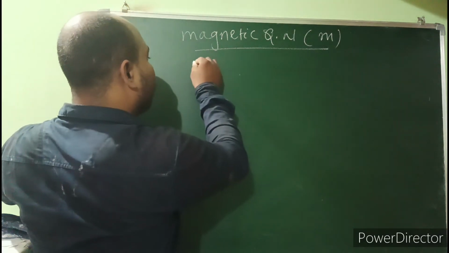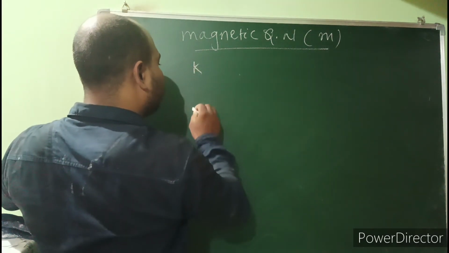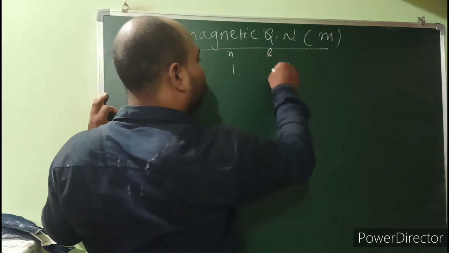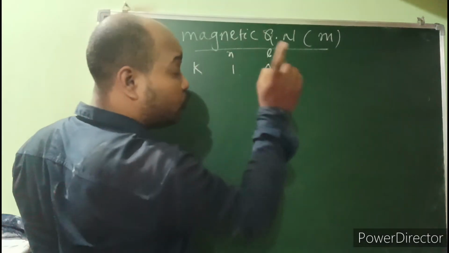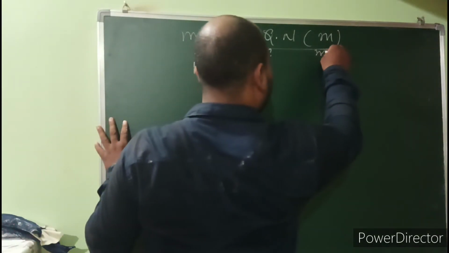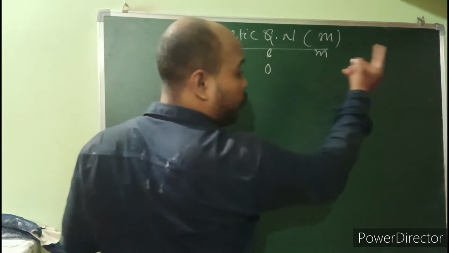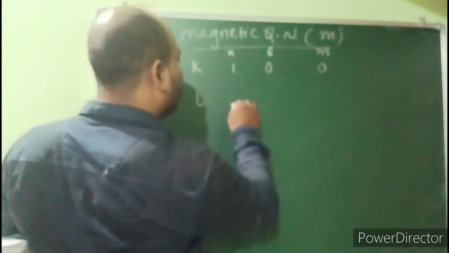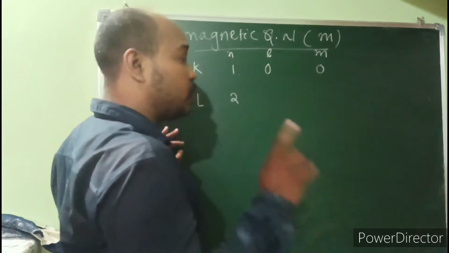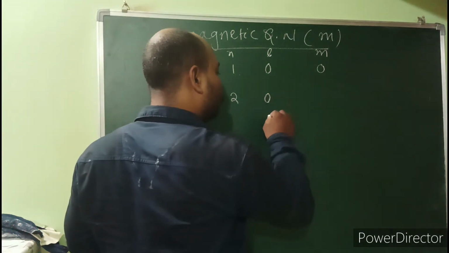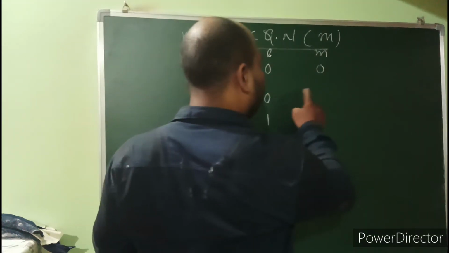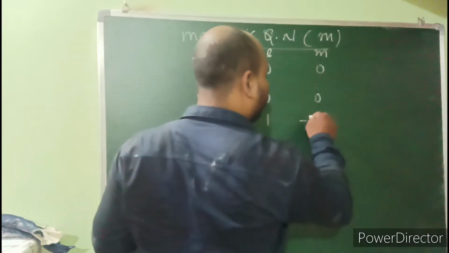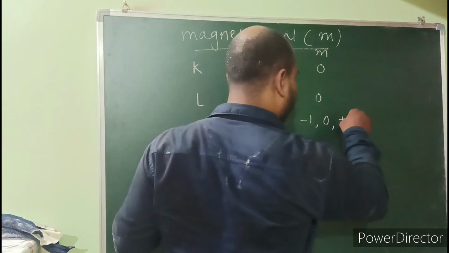Now see, if I am writing K shell, the n value will be 1, and the L value will be 0 because it varies from 0 to n minus 1. Now the m value will be minus L to plus L, so it will be 0. Now for the L shell, n is 2, that's why the value of L becomes 0 and 1. The magnetic quantum number for L equal to 0 is 0. For L equal to 1, it will be minus 1, 0, plus 1.